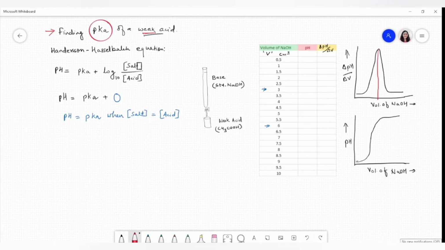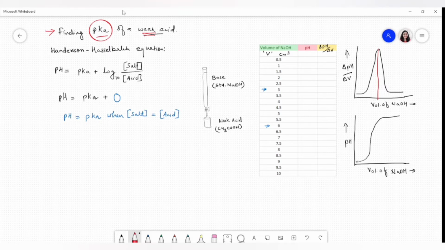pKa value of a weak acid. It is an experiment which is very, very important, and it helps students a lot in finding the pKa of weak acids. Remember, we always find pKa for the weak acids because they get partially dissociated. So that is why it is very important to find out the pKa for the weak acids.